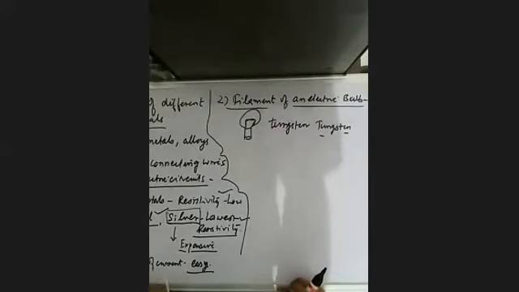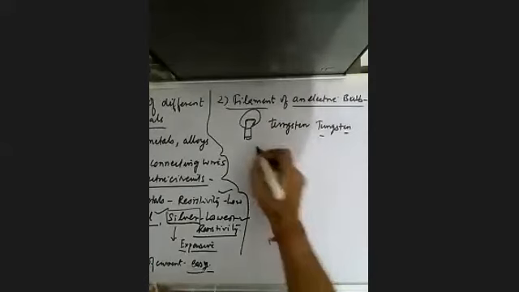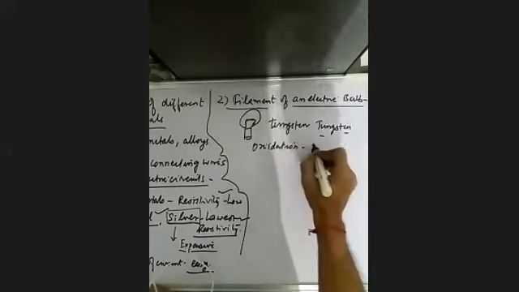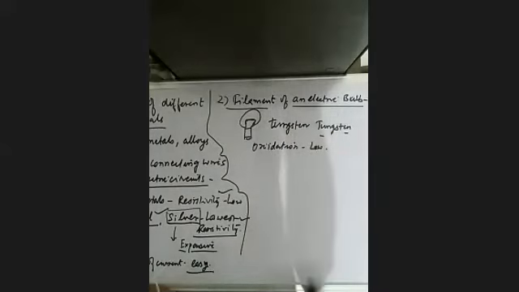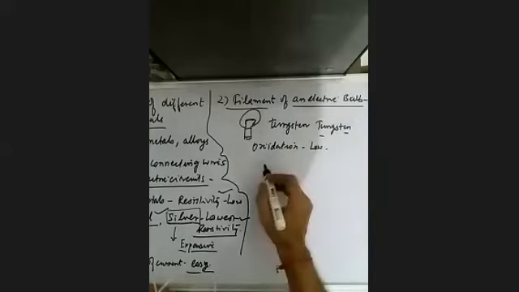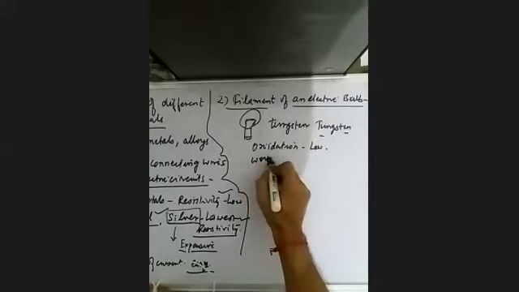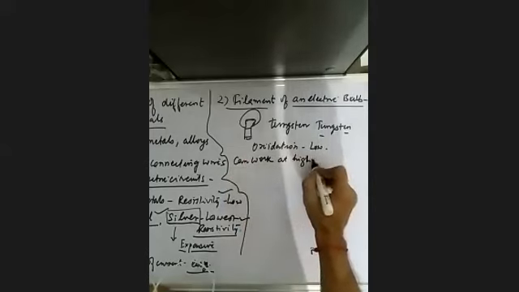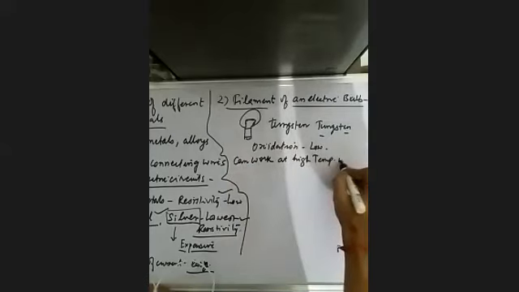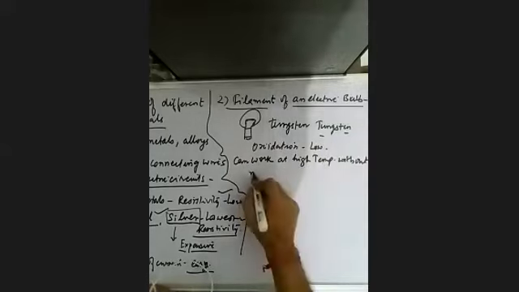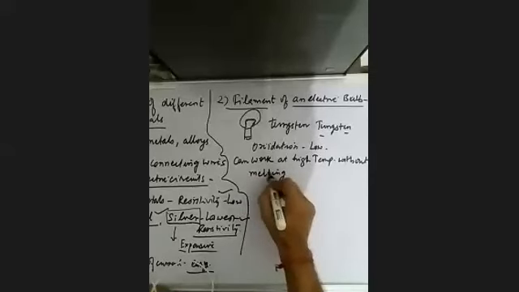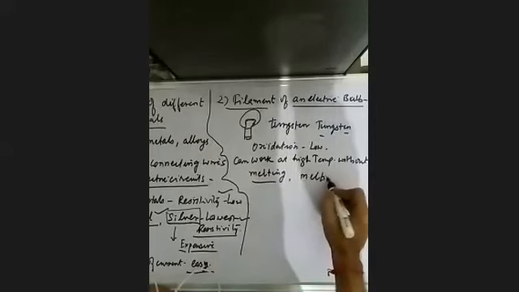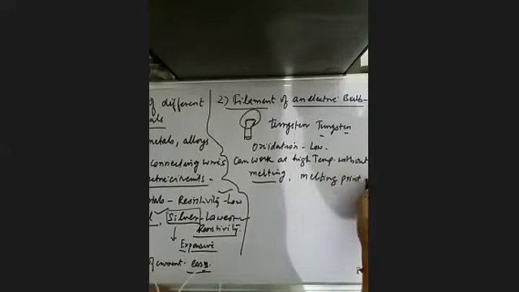So why do we use tungsten? Because it does not oxidize easily. Oxidation is very low, बहुत कम ऑक्सीडाइज होता है. And also it can work at high temperature without melting. Its melting point is very high.